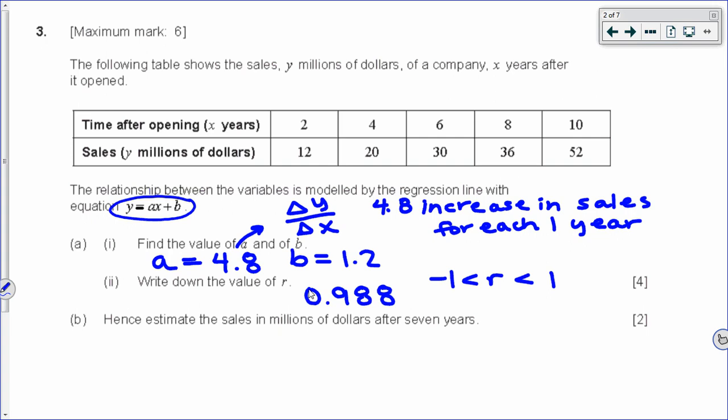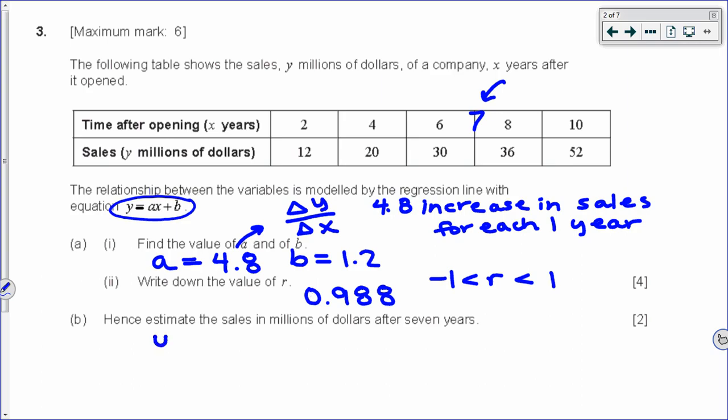And then hence estimate the sales in millions of dollars after 7 years. You can use your equation to figure that out, as long as 7, or the value they give you, is an X value that lies somewhere within the region of the data. If they give you a Y value, you have to say that's not valid. And if they give you an X value that's beyond the scope of the data, you need to say that's extrapolating. So I can use 7 as an X value here.